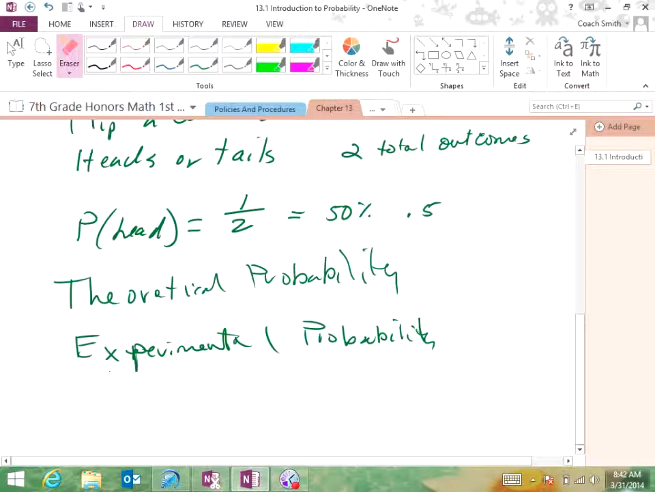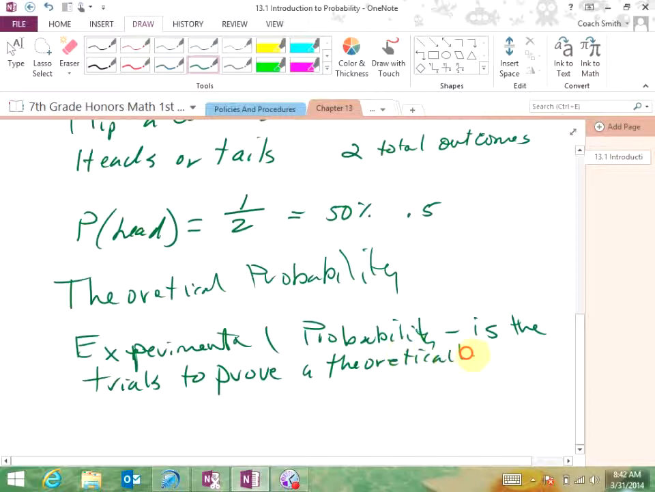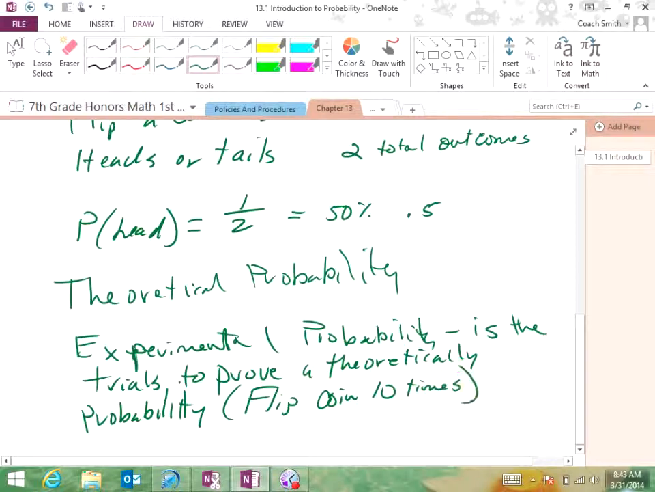Okay? So experimental probability is proving, let's do this. The experimental probability is the trials to prove a theoretical probability. Okay, and we'll put in parentheses, flipping coin 10 times. Flipping a coin 10 times to prove that theoretical probability, it's basically a theory. If I flip a coin, then it's going to land on heads half of the time. Okay, that's really the difference. The theoretical probability is the theory behind it. The experimental probability is the trials that we try to do to prove it, or to see if it truly is a correct theoretical probability.